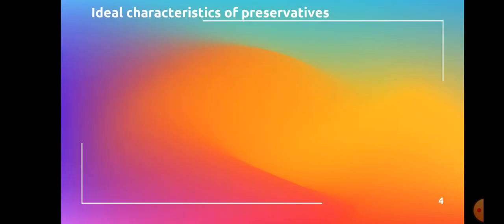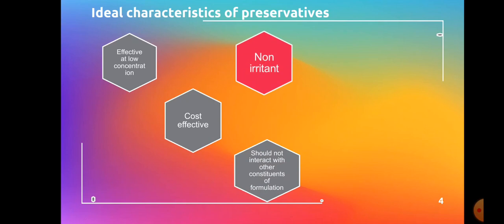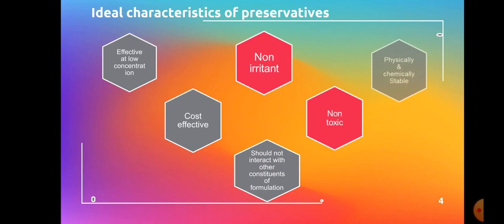Coming to the ideal characteristics of preservatives. An ideal preservative should have the following characteristics. First, it should be effective at low concentration. Second, it should be cost effective. Third, it should not interact with other constituents of formulation. Fourth, it should be non-irritant. Fifth, it should be non-toxic. Sixth, it should be physically and chemically stable.